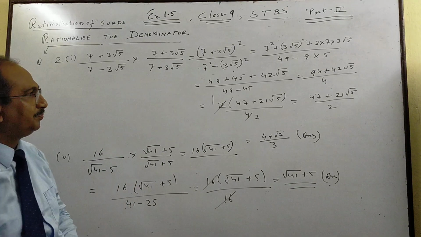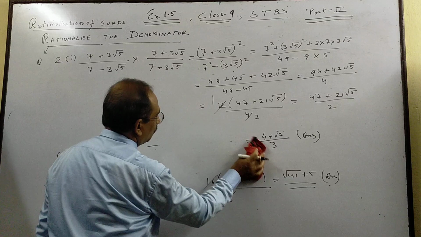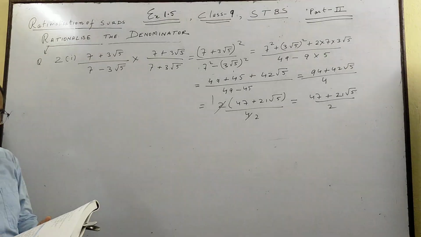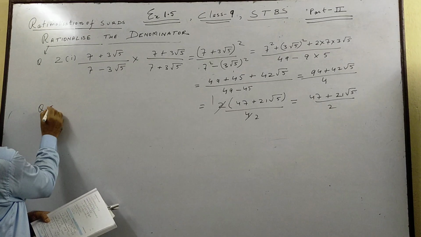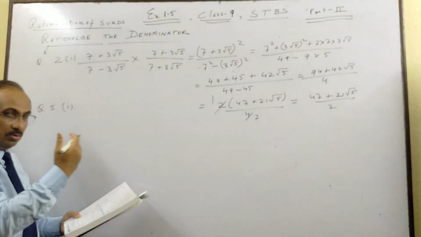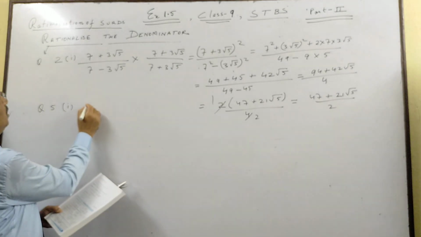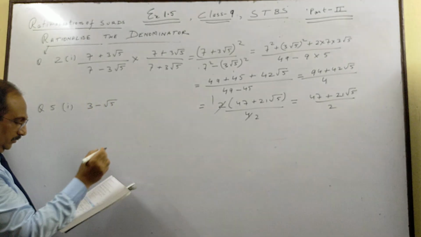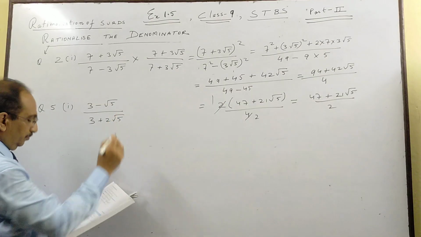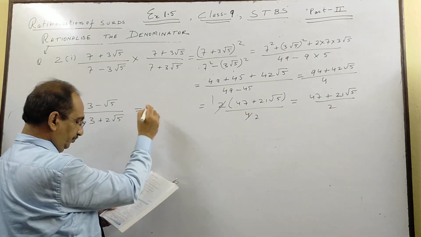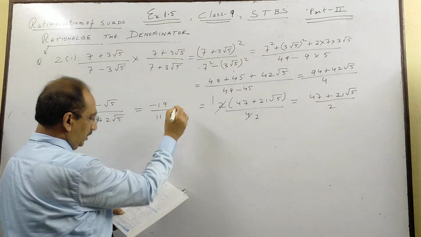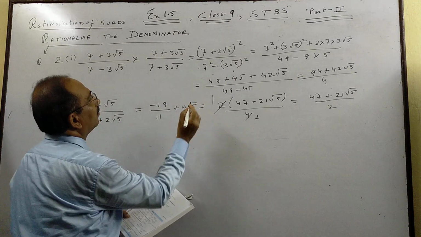Okay, then we go to 5 part 1. You will see in your new book 5 part 1 where we equate two things. So slowly we are going to do little harder sums. 3 minus root 5 by 3 plus 2 root 5 is equal to minus 19 by 11 plus a root 5.